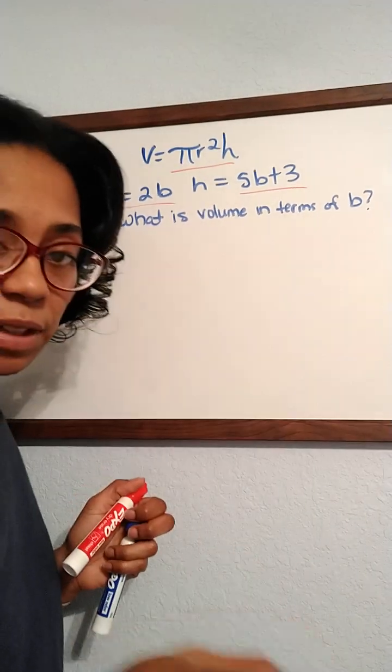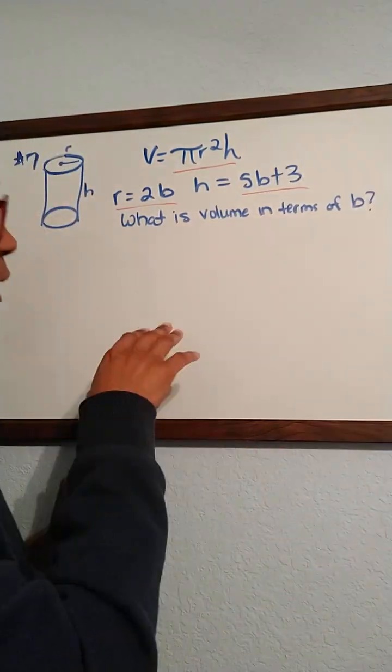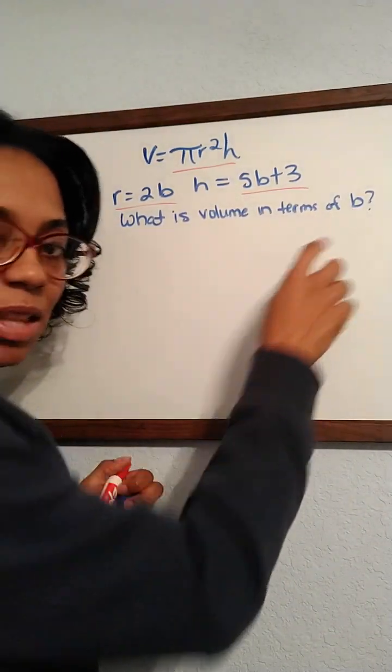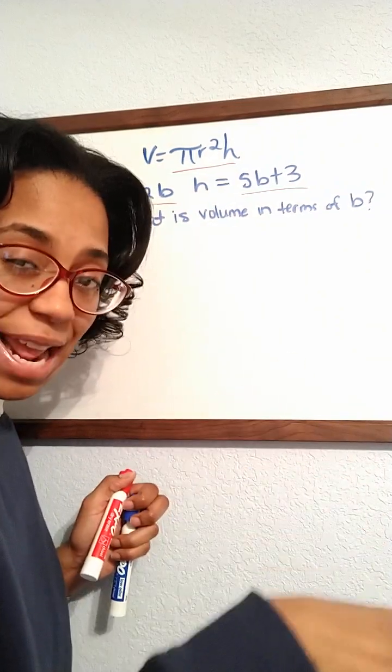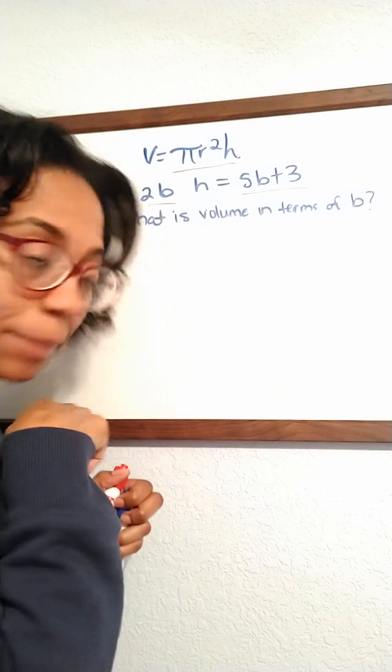All right, so this is going to be number 7 on the Accuplacer. I was going to put it on my phone, but I didn't have enough space on the screen to do that, so here we go. It says, what is the volume in terms of b? That means b is going to remain in our answer. It's not going to be all numbers. The b is going to still be there, okay?